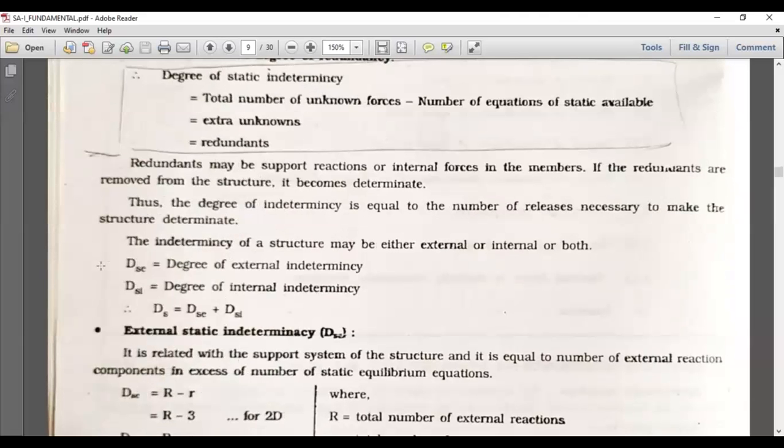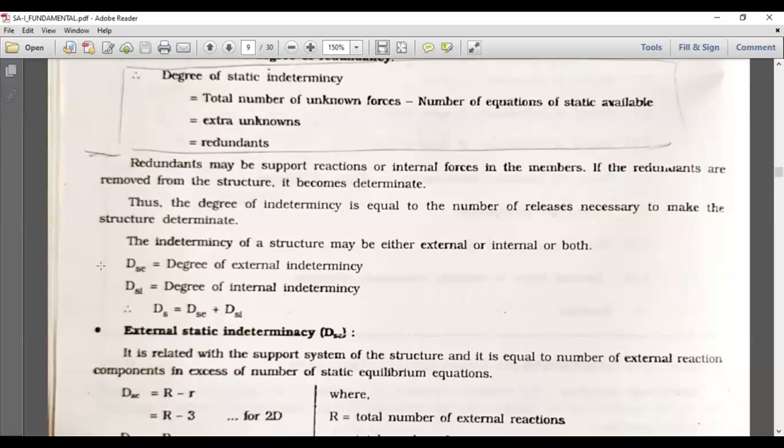Redundant may be a support reaction or an internal force in the member. If the redundants are removed from the structure, it becomes determinate. Thus, the degree of indeterminacy is equal to the number of releases necessary to make the structure determinate. The indeterminacy of a structure may be either external or internal, or maybe both.